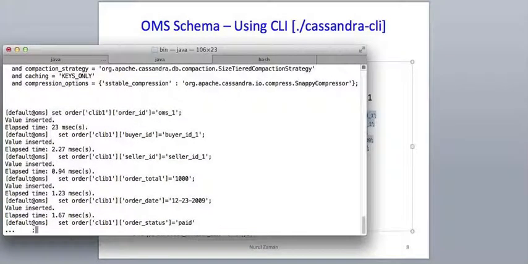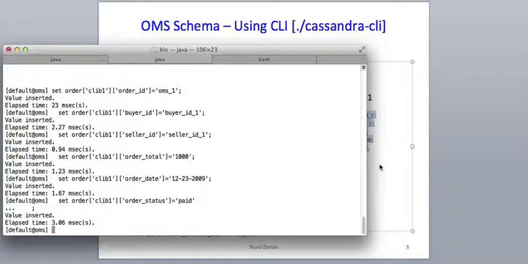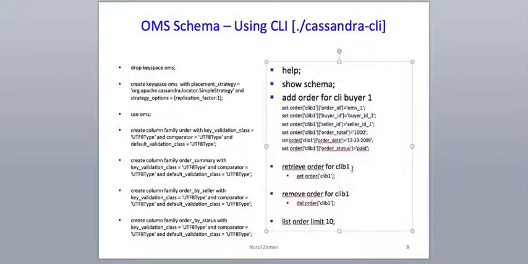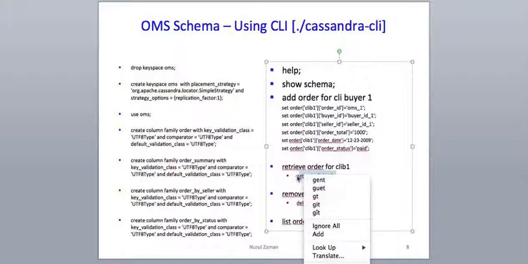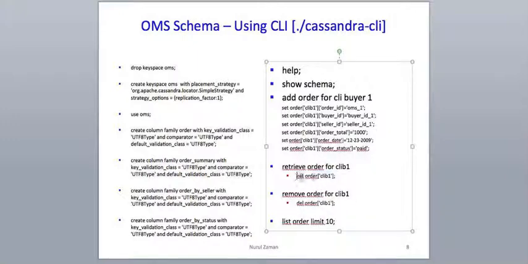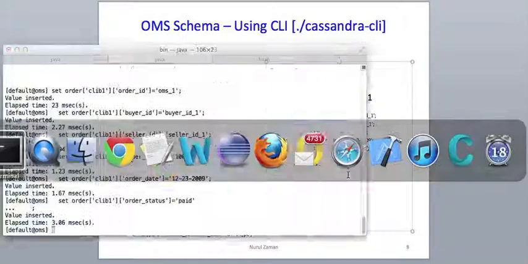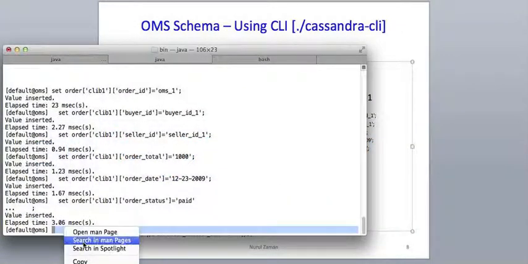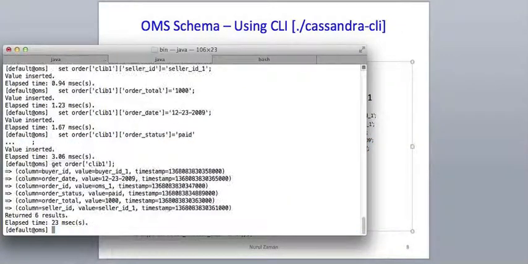And the order is there, and it requires a semicolon. And we can retrieve that order by saying get order. So it's not like a traditional SQL language in this client. It's more or less Java get and set commands. And here is the order, buyer ID, order date, order ID, timestamp. Timestamp is built into Cassandra.